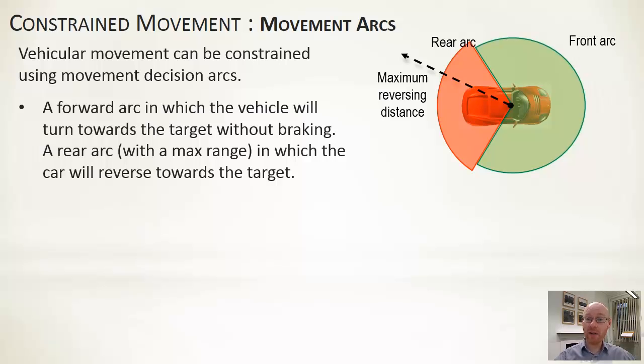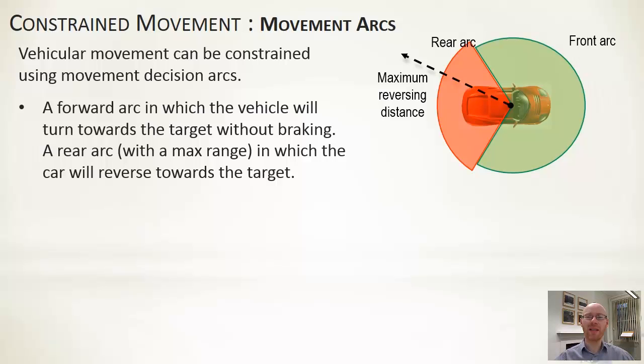If we have a target and that target falls within the front arc, then we turn towards it and accelerate towards it. We do the turning and the acceleration, and we accelerate really as fast as we can towards that particular target. If the target falls within the rear arc and whatever distance we've defined for the rear arc, then in that case we will reverse towards our particular target. So that covers a few of the situations.